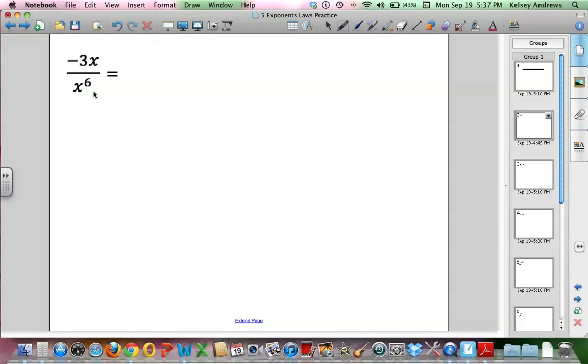So we see we have negative 3x divided by x to the 6th. Our coefficients: there's a 1 there in the denominator that's not written. So we do negative 3 divided by 1, which is negative 3. And then we have x to the first power divided by x to the 6th. So remember, when we're dividing, the shortcut is to subtract the exponents, but for this one we need to do our subtraction in the denominator because the problem starts out with more x's in the denominator. So we have x to the 5th power in the denominator.